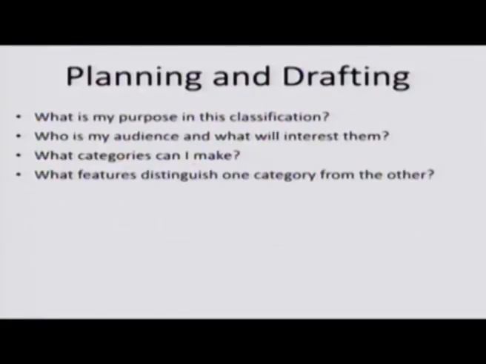What categories can I make, and related to that, what features distinguish one category from the other? We have been stressing on this fact that you need to have a logical scheme while making categories. These categories should be non-overlapping, and you should be able to distinguish one from the other very clearly. For example, you have students in class. Then you can say students who are 5 feet tall and below, and students who are taller than 5 feet. That would be a neat classification. The categories would be non-overlapping.